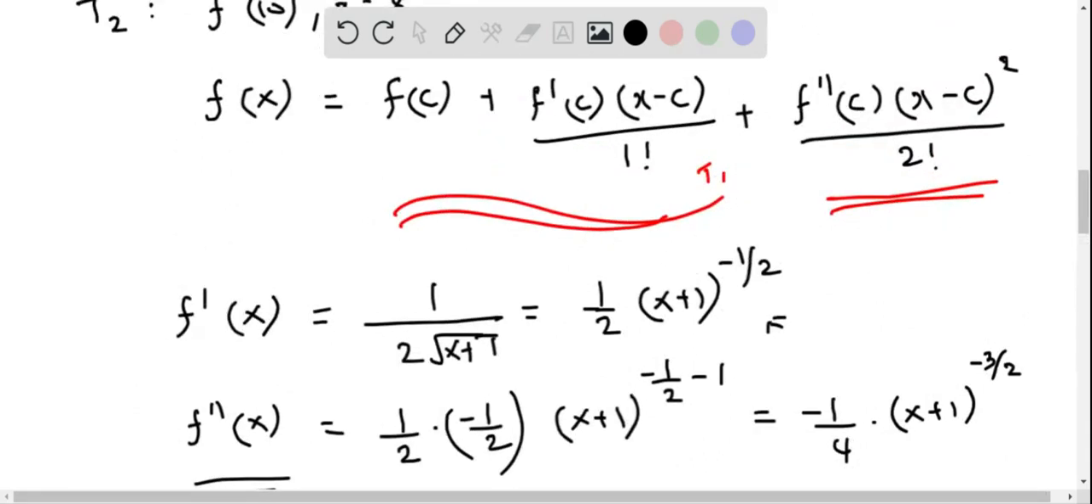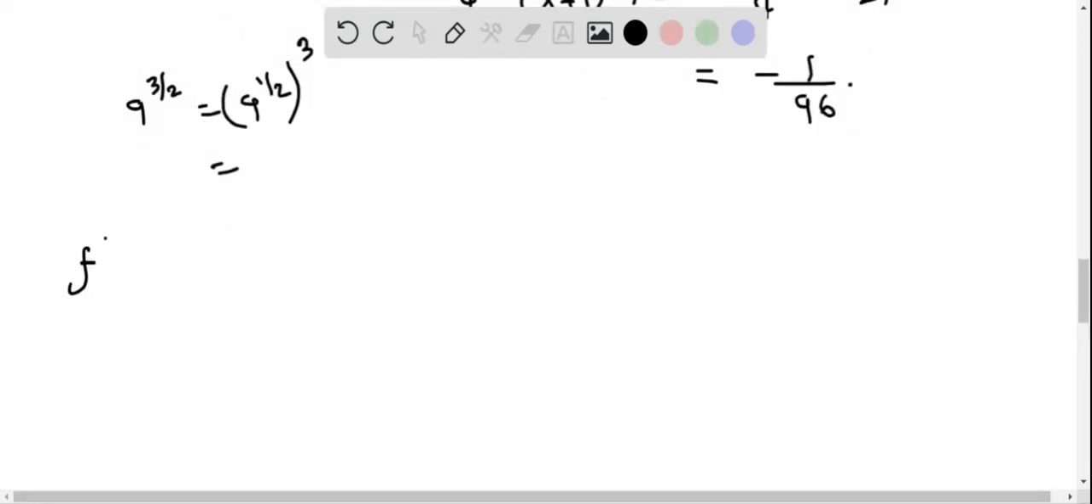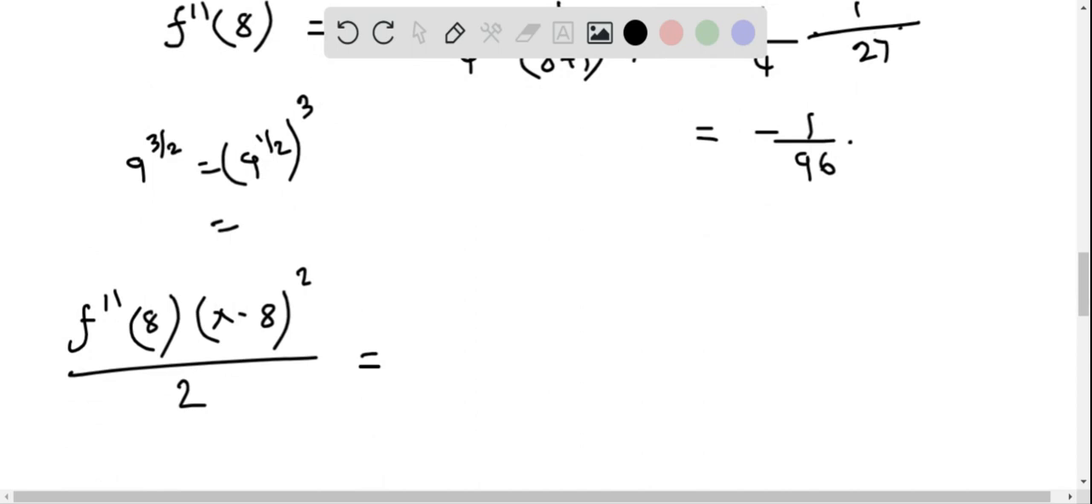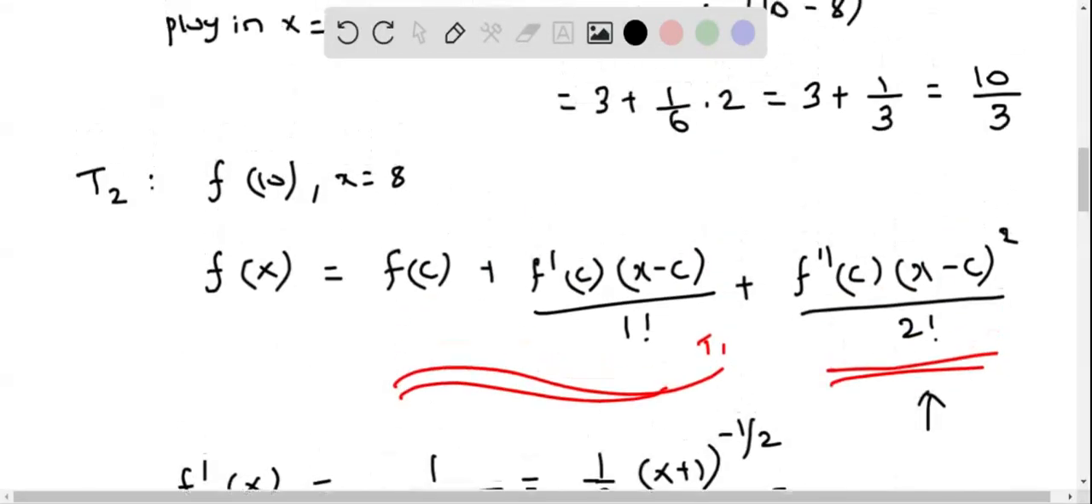Now let's calculate this quantity, that is f double prime of c times x minus c squared by 2 factorial. We are only calculating that part, that is f double prime of 8 times x minus 8 quantity squared divided by 2 factorial, which is basically 2. So I can just leave it as 2. So this is equivalent to f double prime of 8 we just found, times x minus 8 quantity squared divided by 2. So this is the part which we need for T2. We have found it. Let's now find T2.